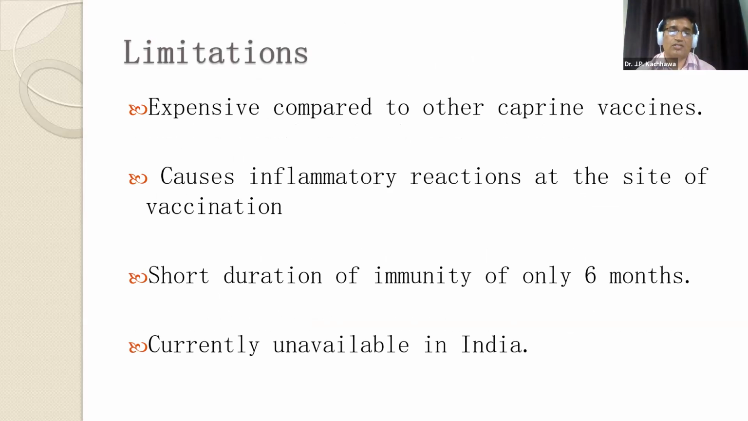These vaccines can cause an inflammatory reaction at the site of inoculation, as we see in the case of FMD in large animals. They provide immunity for a shorter duration, only 6 months. But unfortunately, these vaccines are not available in India, as no vaccine manufacturer is coming forward to manufacture the CCPP vaccine.